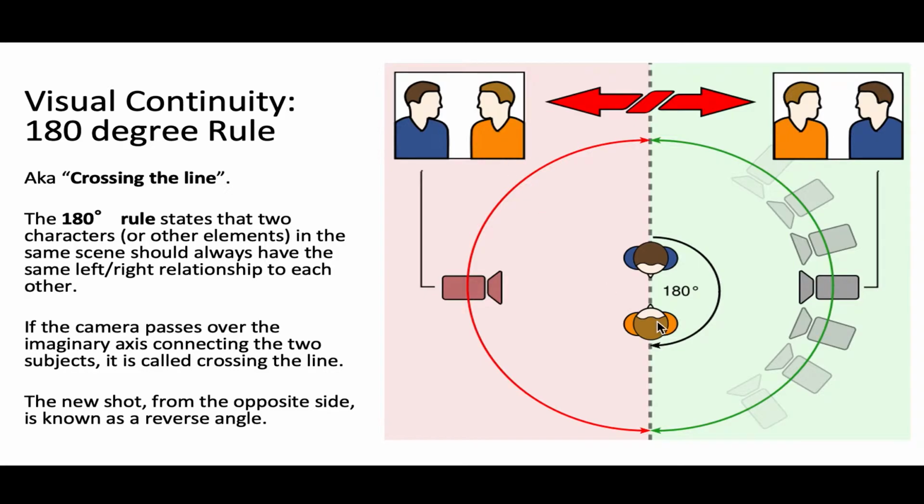People do this all the time by mistake, and it creates a very confusing situation, because it's very hard visually when you're watching something to go from blue being on the right to blue being on the left to blue being back on the right again. This is very confusing to look at, and that's why you don't want to cross the line.